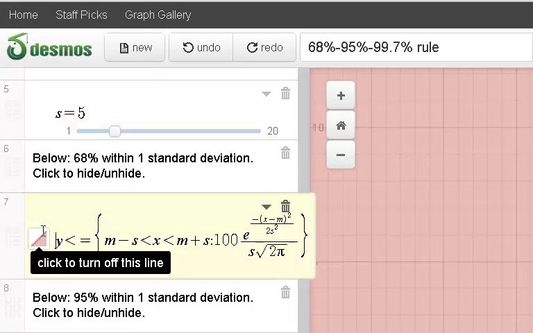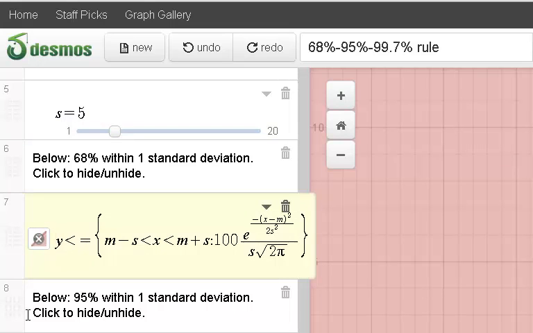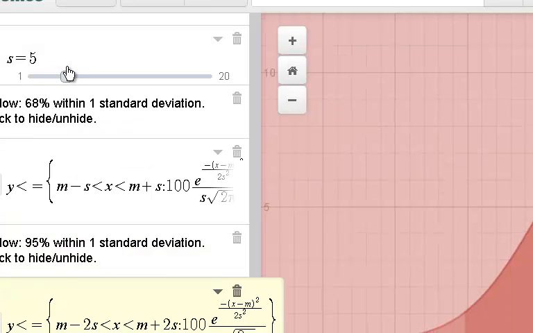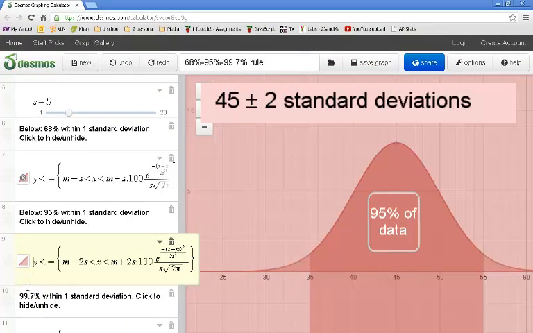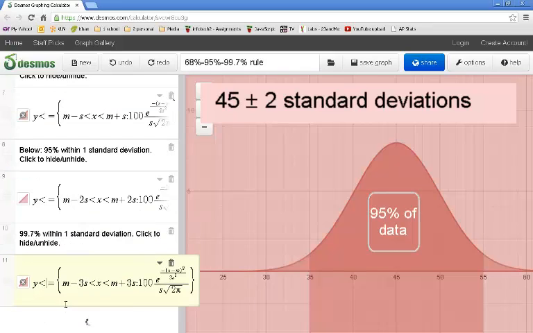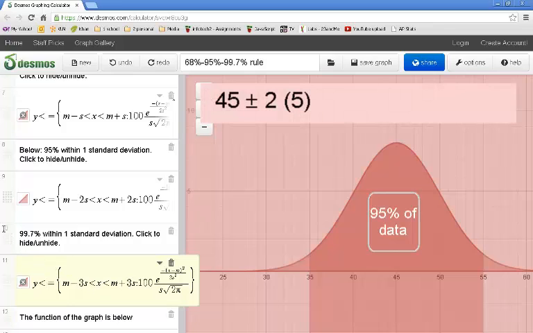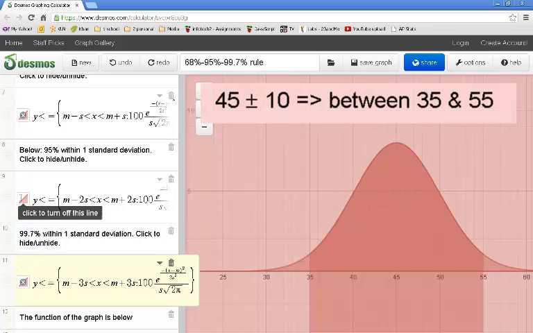Now turn off the 68% shading area and turn on the 95% one. Again, adjust the standard deviation slider and watch the effect on the normal distribution curve. 95% of your data will lie between 2 standard deviations below the mean and 2 standard deviations above the mean. In this case, when the standard deviation is 5, 95% of the people lie between 35 and 55.